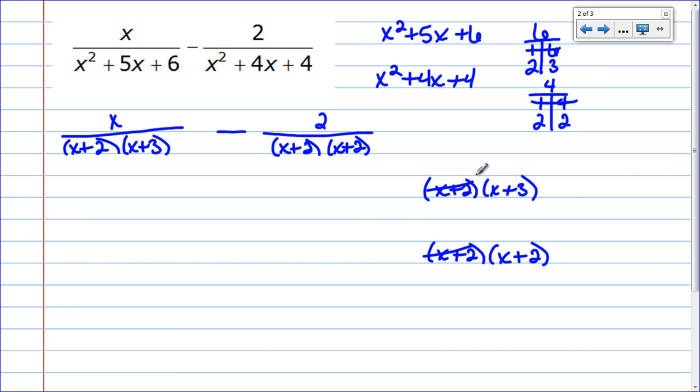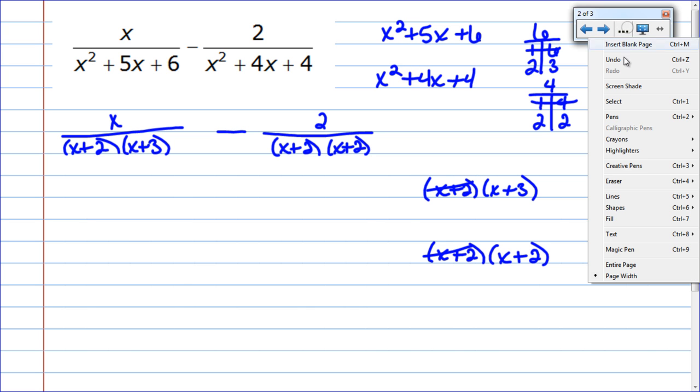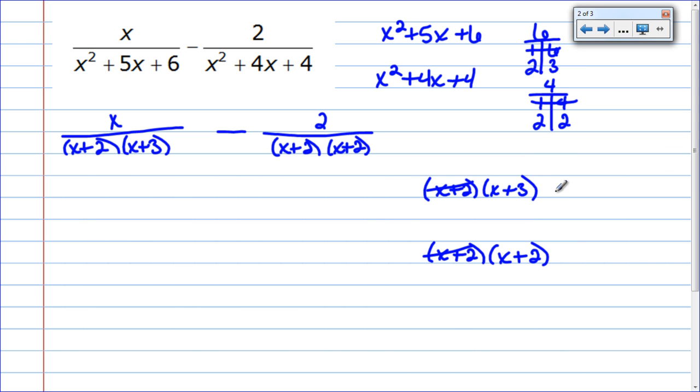What they don't have in common is that one has an x plus 3 and the other one has an x plus 2. So what that means is that I'm going to have to give this one a second x plus 2 from this denominator, and I'm going to have to give this one an x plus 3 from this denominator. So now I have to multiply them by themselves, ignoring what they already have in common. So this I will have to multiply by x plus 2, and this one I will have to multiply by x plus 3.